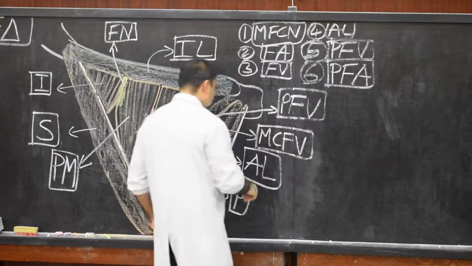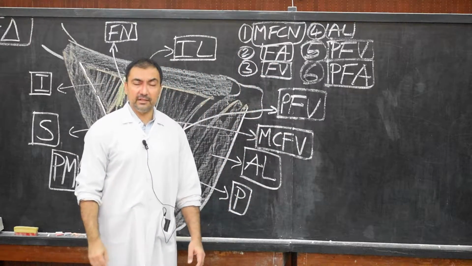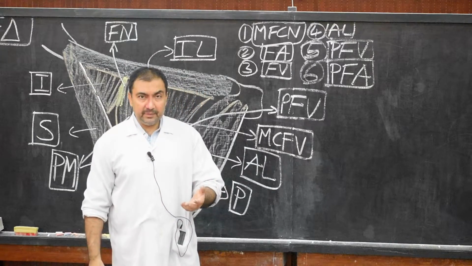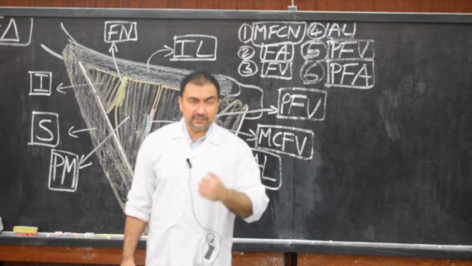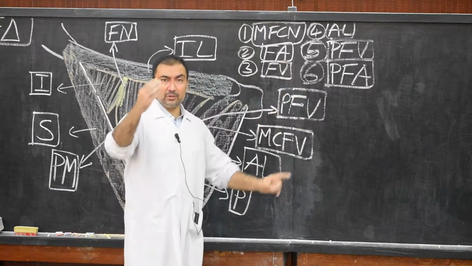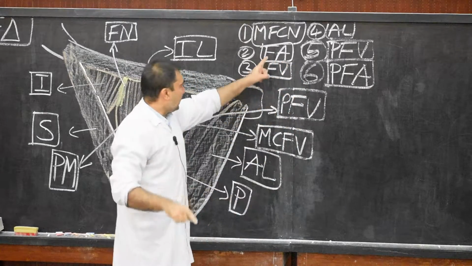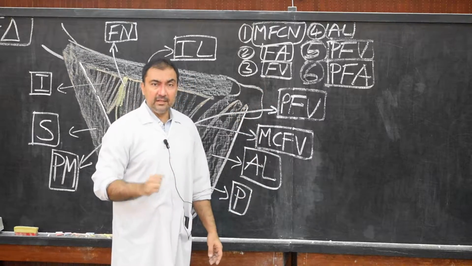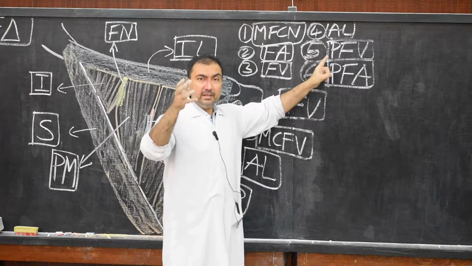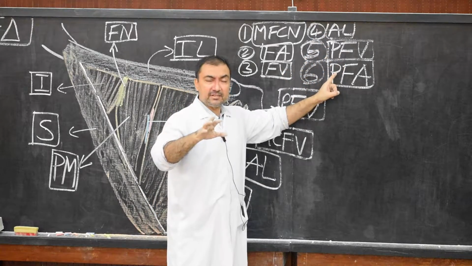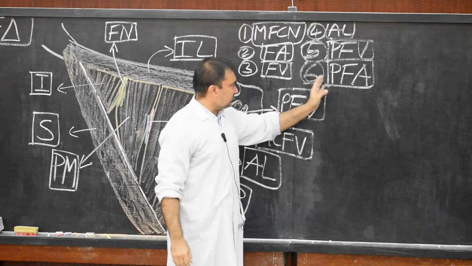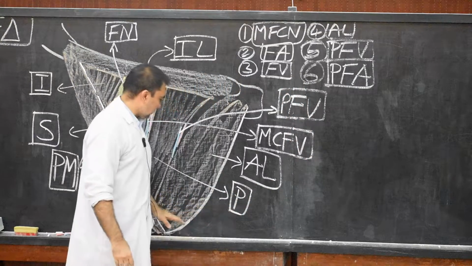So this is also many a time asked in viva or in question answers. At the apex of the femoral triangle, if there is any penetrating injury, what are the structures that will be damaged from superficial to deep? The following structures are damaged. The first is the medial femoral cutaneous nerve. Second, the femoral artery. Third, the femoral vein. Fourth, the adductor longus muscle. Fifth, the profunda femoris vein. And sixth, the profunda femoris artery. So this is the applied anatomy at the apex of the femoral triangle.